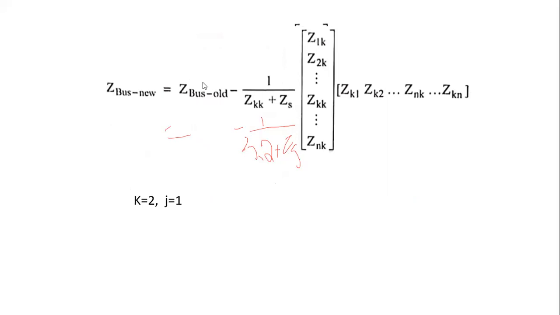Then substitute all the values in this equation, that is Z-bus old matrix minus Zkk plus Zs. Zs means the element that will be added in this network. Then substitute all the values and we obtain the Z-bus matrix. This is the formation of the Z-bus building algorithm for finding the Z-bus matrix.